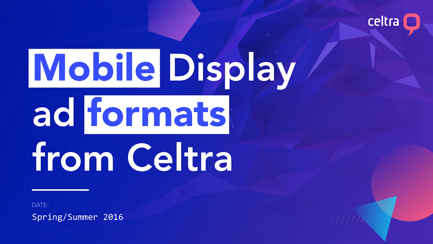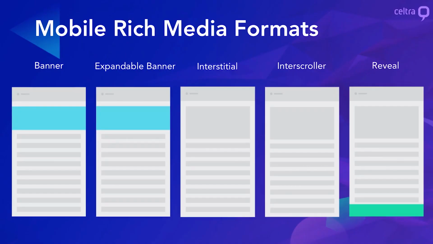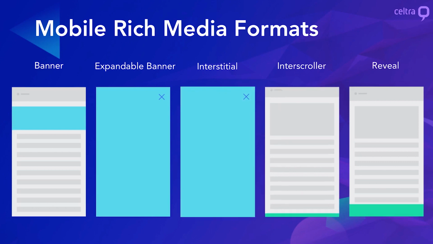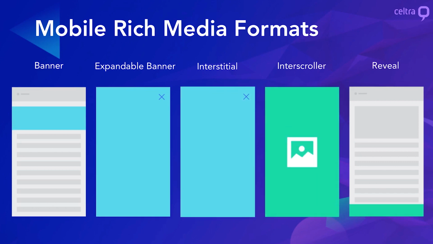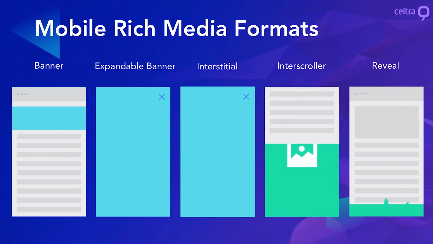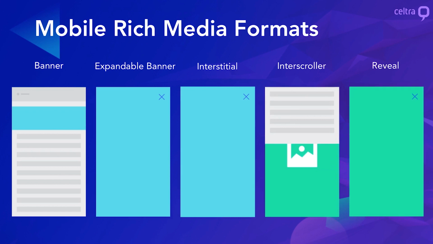To get us started, we're going to take a quick look at some of our standard mobile display ad formats. Here are our standard banners. So we have our standard banner, our expandable banner, and our interstitial. And then we have our Interscroller. Interscroller is an exclusive Celtra-only format and is available for mobile web and iOS. And Reveal is also mobile web and exclusive Celtra as well.